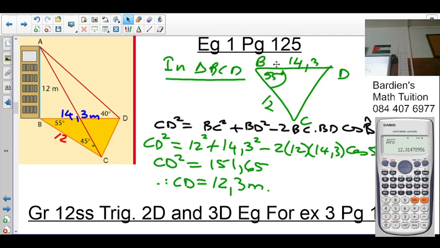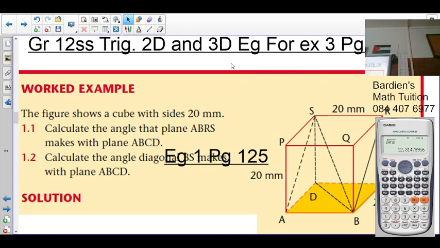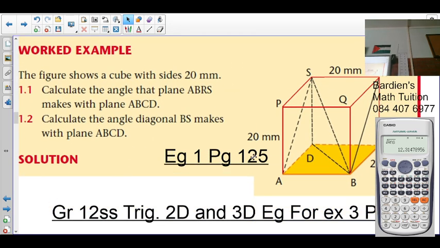Okay. So let's look at example 2, and example 2 is on page 126. So this is also for exercise 3 on page 126.